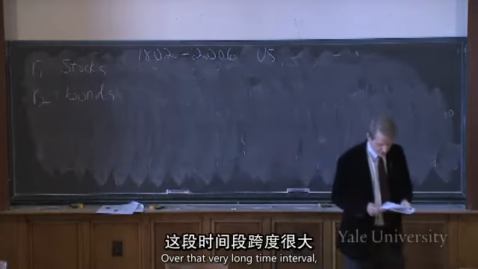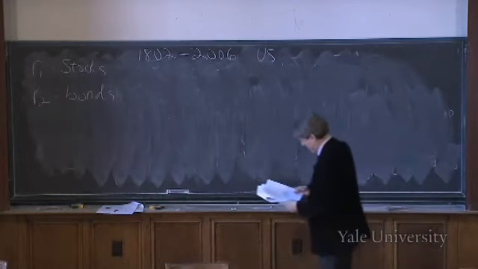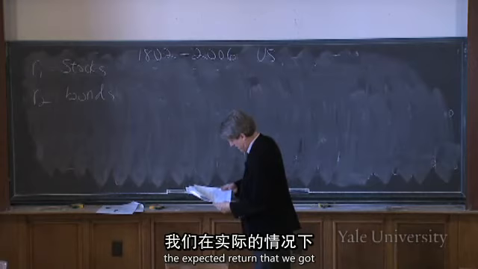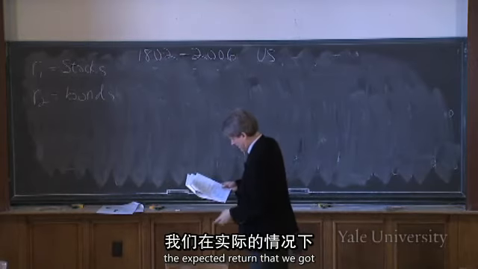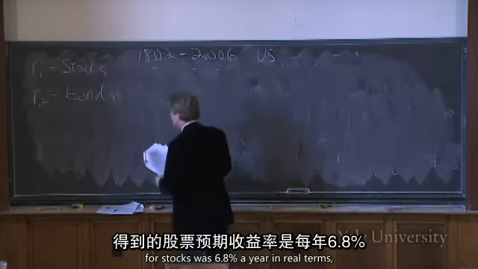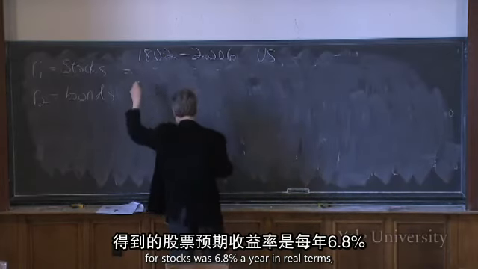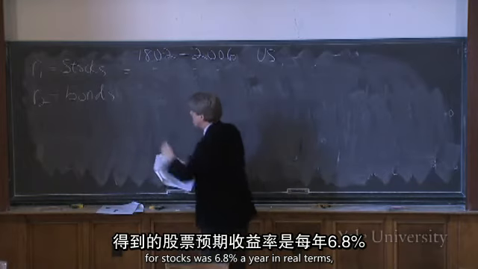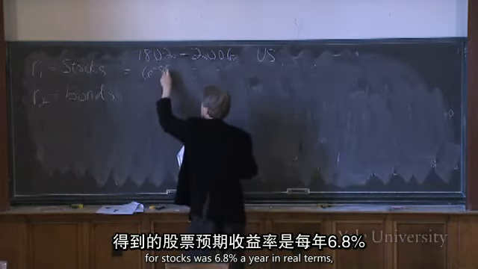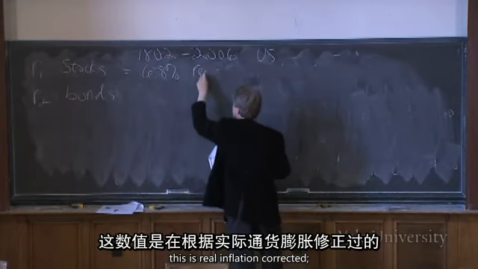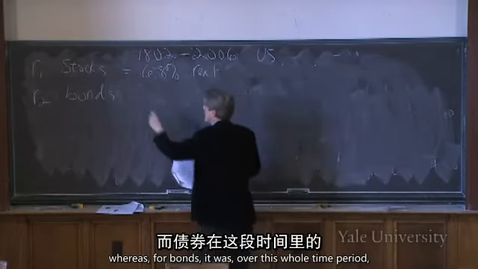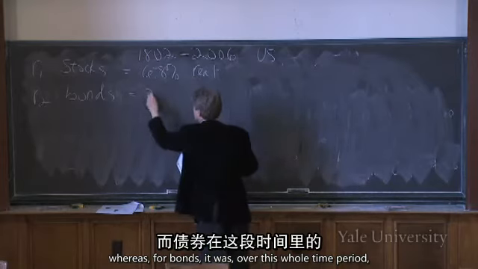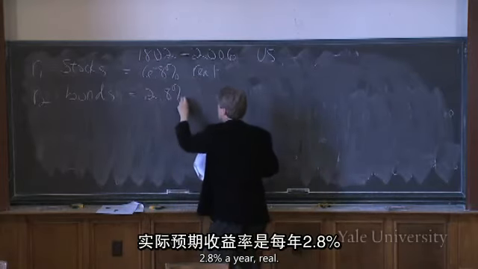Over that very long time interval, the expected return that we got for stocks was 6.8% a year in real terms. This is real, inflation corrected. Whereas for bonds, over this whole time period, it was 2.8% a year, real.